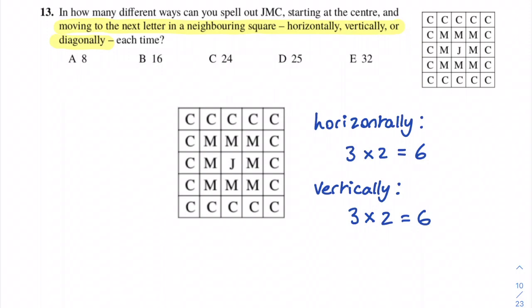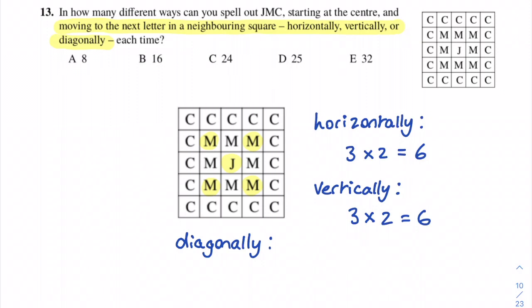Now the last way is a little bit different. So this is diagonally. So when we go diagonally, instead of only having 2 possible options, so when we went horizontally we had a left and a right direction, and when we went vertically we could either go up or down. Well, when we go diagonally we're looking at all the corners, so we're looking at this value of M, this value of M, this value of M, and this value of M.